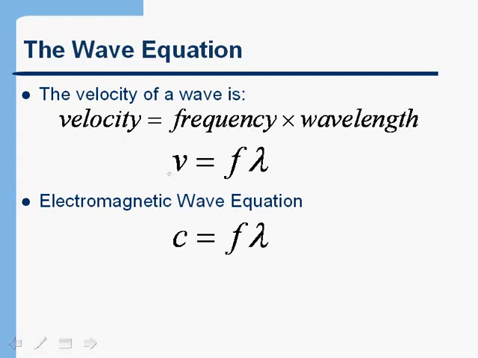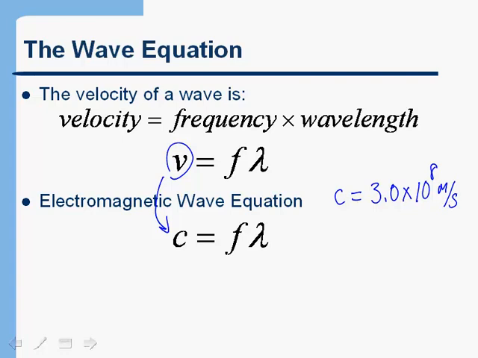Now, we call the electromagnetic wave equation the same thing. You'll notice all we've done is we've taken v, the velocity of the wave, and replaced it with c, because as we've said, all electromagnetic waves travel with a velocity of 3 times 10 to the 8th meters per second, which we represent by the letter c.